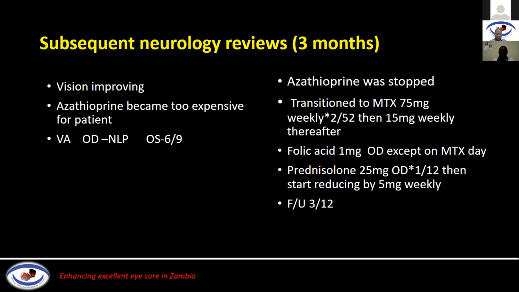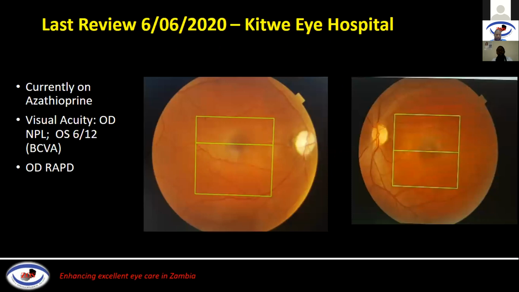At the subsequent neurology visit after 3 months, the vision continued to improve and moved from 6/36 in the left eye to 6/90. However, he had still lost vision in the right eye. The patient complained of azathioprine being too expensive, and so he was transitioned to methotrexate, and folic acid was added. Prednisolone was continued and tapered by 5 milligrams weekly, and the patient was to be followed up after 3 months. So the patient was due for his review a month ago.